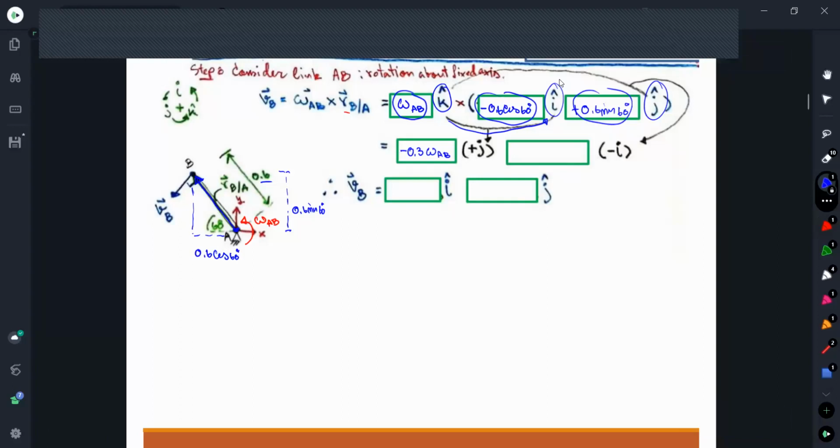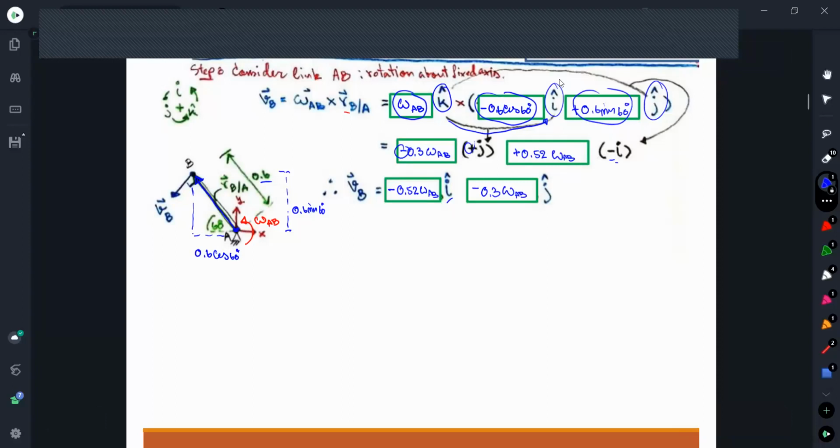And for the last term, k cross j is what? K cross j becomes minus i. So this should be plus, but omega AB times plus 0.6 sine 60, maybe like this, 0.52 omega AB, right? It's negative and it's positive, so it becomes negative. This is the i component, it should be minus 0.52 omega AB. And for the j component, it becomes minus 0.3 omega AB. Now we have the velocity vector for point B.